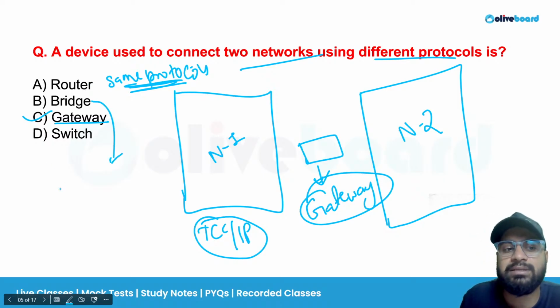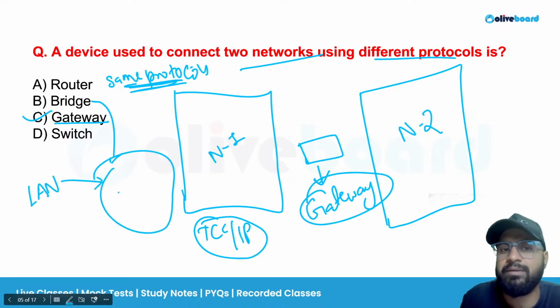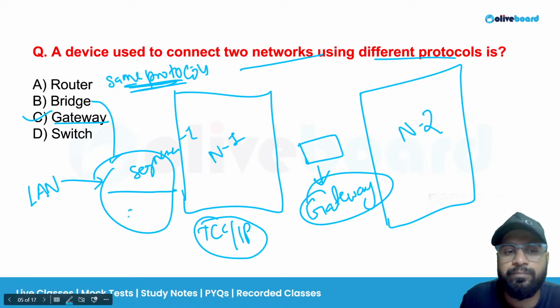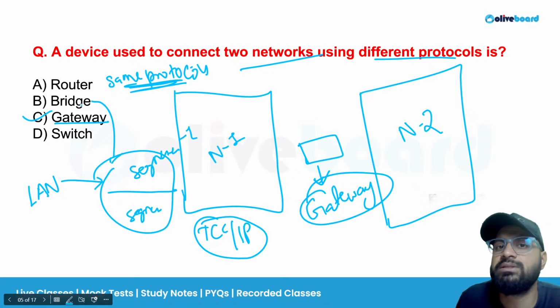Two segments means if you have one local area network here, in that local area network you will create two segments. So this is segment 1, this is segment 2. In between that we will use a bridge. Bridge is between these two segments, where we are using a LAN.